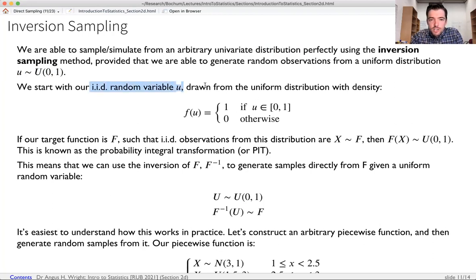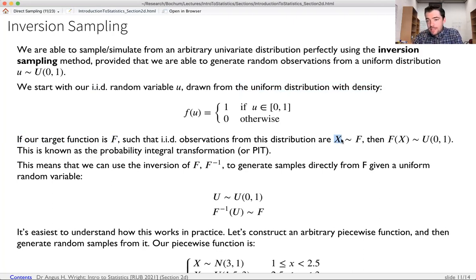U, which is drawn from the uniform random density, which is just 0 to 1. It has a value of 1 if it's between 0 and 1. It's 0 otherwise. No surprise. Okay, and we have some target function f that we want to draw IID observations from. The true IID observations of f are x, so those are the variables.